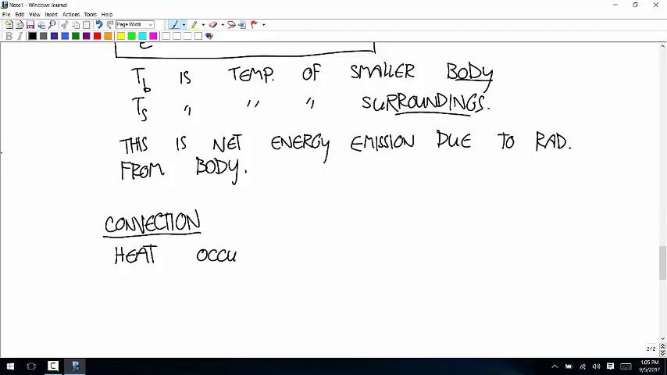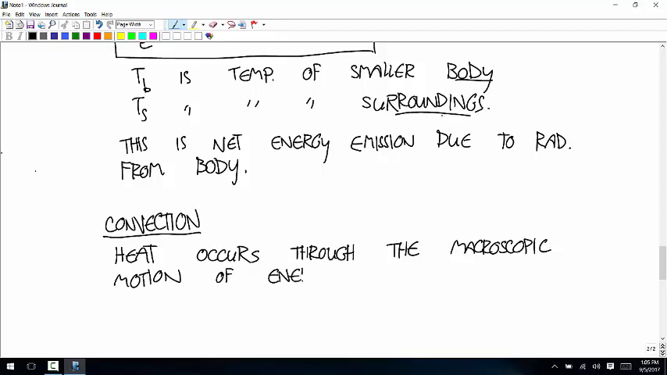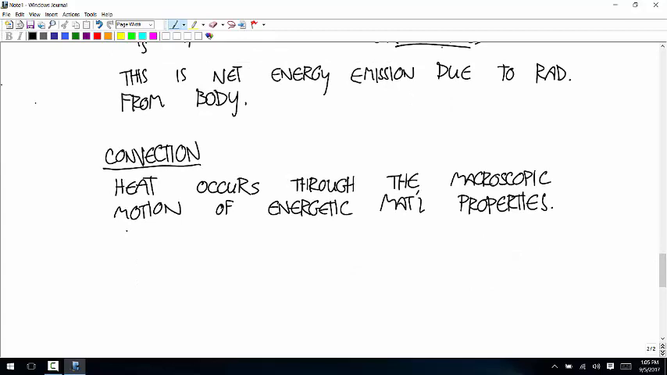Okay, convection, heat. I don't know how I was going to word this. Heat occurs through, let's say, the macroscopic motion of energetic material properties. In other words, the actual surrounding material particles move away from the chosen body.